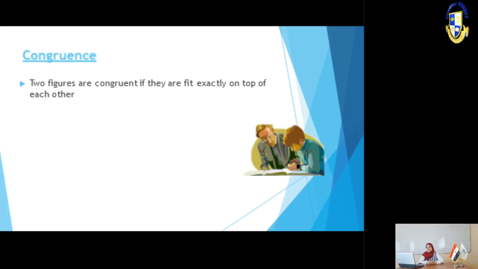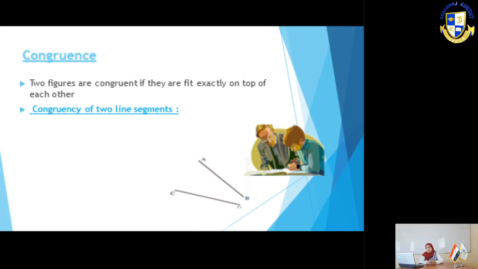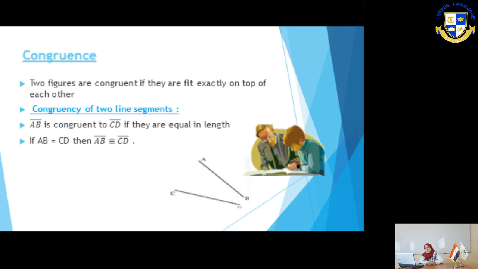Now, firstly, the congruency of two line segments. As we studied before, the line segment has a length, so two line segments are congruent if they are equal in length. We can say if length of AB equals length of CD, then line segment AB is congruent to line segment CD, and this is the symbol of congruence, three dashes. Okay, let's move to slide number 3.